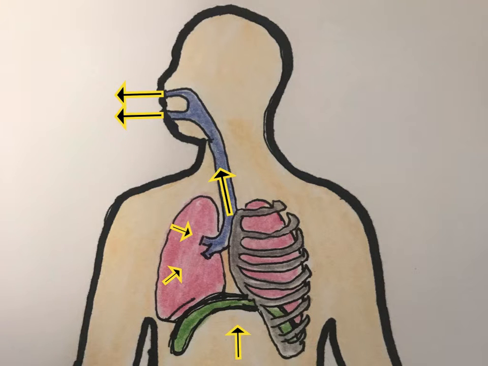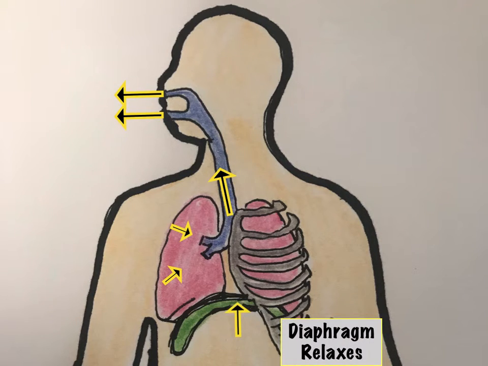On this slide, we are going to be able to visualize the process of expiration. First, our diaphragm relaxes, and when our diaphragm relaxes, it moves upwards into our chest cavity. This causes the chest cavity to decrease in volume. As the space in our chest cavity decreases and gets smaller, air is forced out of the lungs and into the main bronchi. It then flows through our trachea, our larynx, and our pharynx, and out through our mouth or nose.